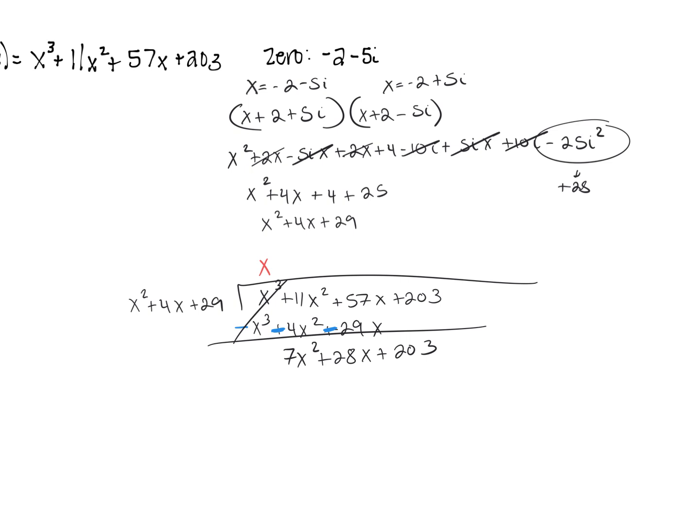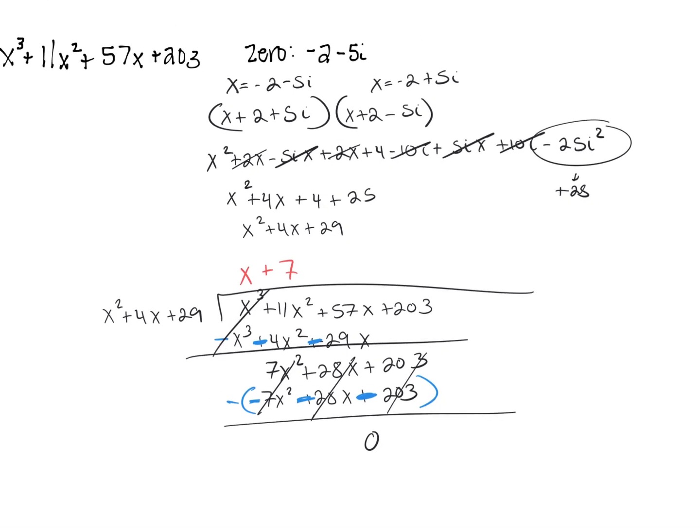I want to make sure that the x squareds cancel, so I'm going to do plus 7. So it's going to become 7x squared plus 28x plus 203. Now remember, we're going to subtract, and it's subtracting the whole expression, so it's going to become negative, it's going to become negative, and this one's going to become negative. So the 7x squareds cancel, the 28x cancels, and the 203 cancels. So we're left with no remainder, and we have x plus 7.